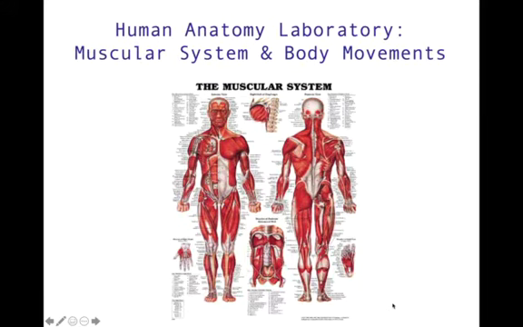All right, guys, so this is the introduction for the muscular system and body movements. Before we start delving into the lab manual on page one, let's first talk about exactly how our bones move, or in some cases don't move. To talk about that, we have to talk about the word articulate. When we say articulate, we see that the bones of our body join with one another.